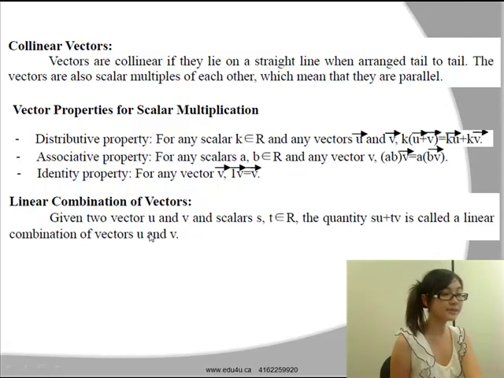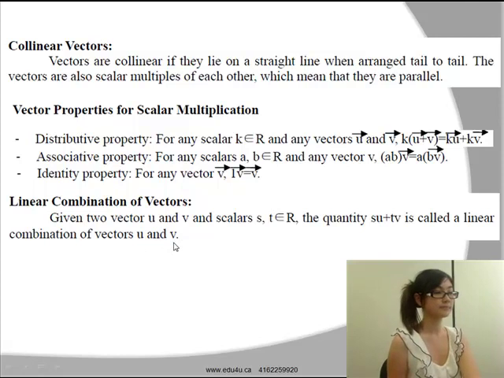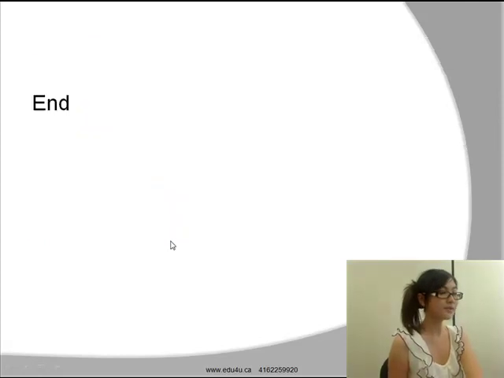The linear combination of vectors. Given two vectors u and v and scalars s and t, which belong to all real numbers, the quantity s times u plus t times v is called a linear combination of the vectors u and v. And u and v will be the original vectors.